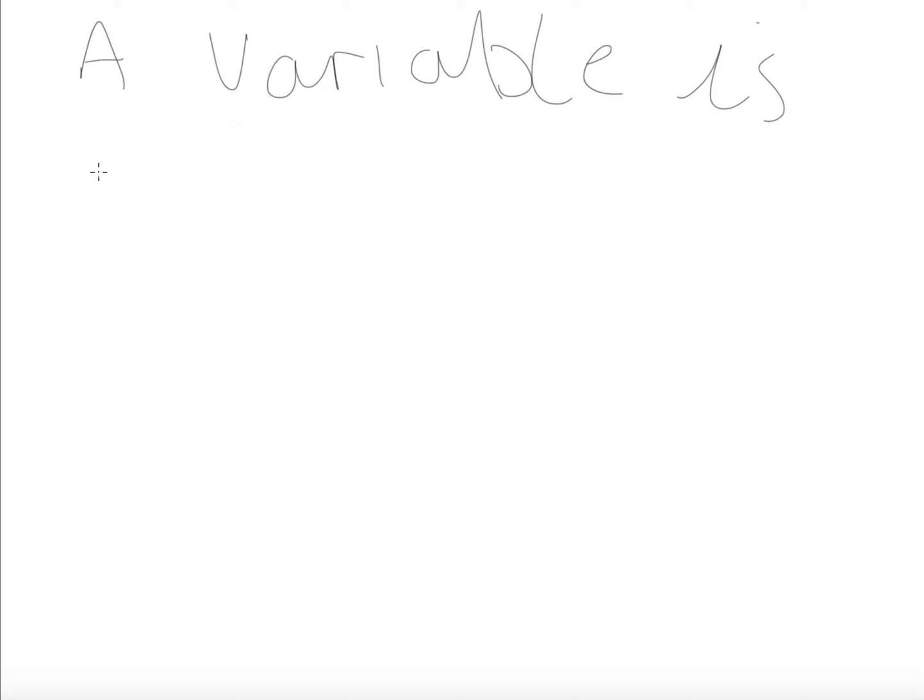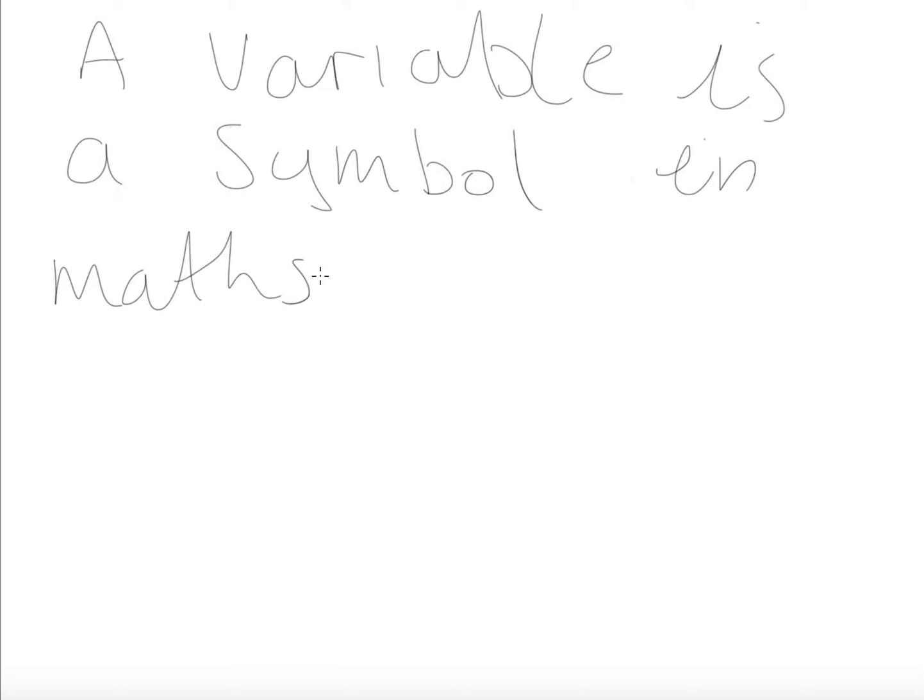Let's start off with what a variable is. A variable is a symbol in maths. I have to include the "in maths" part, as variables are used in other areas such as computer science.